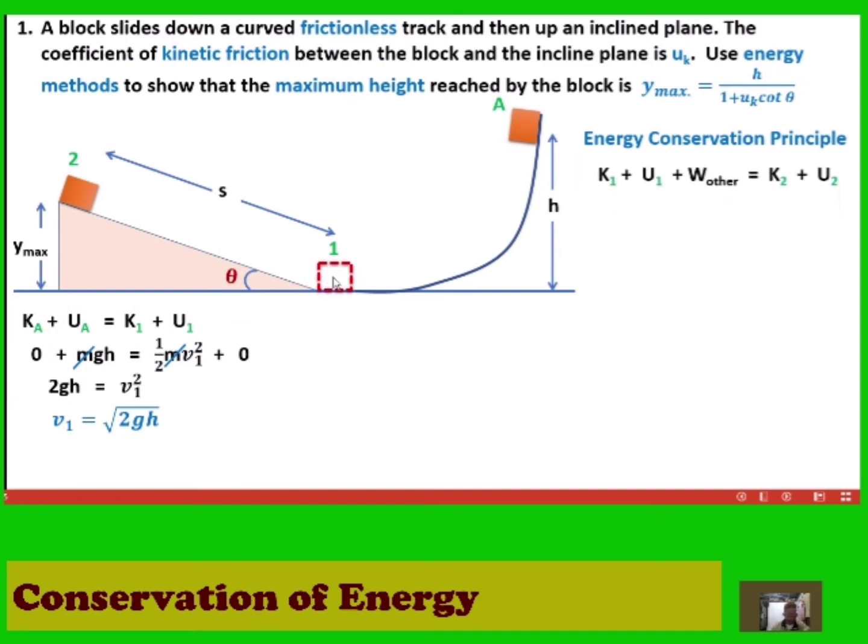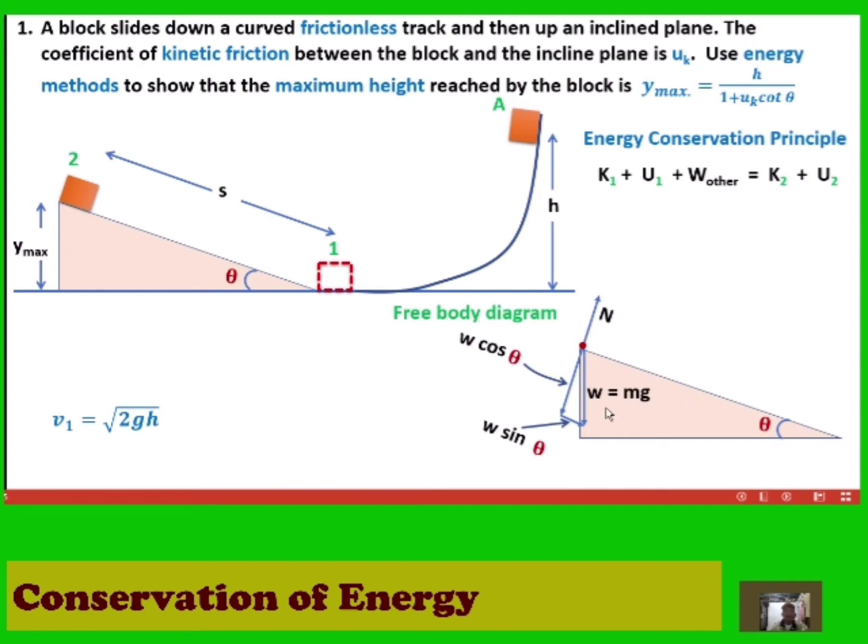From point 1 to point 2, as the block moves up the inclined plane, there is other work done by the force of friction on the block, and it loses its energy as it moves from point 1 to point 2 due to the force of friction.